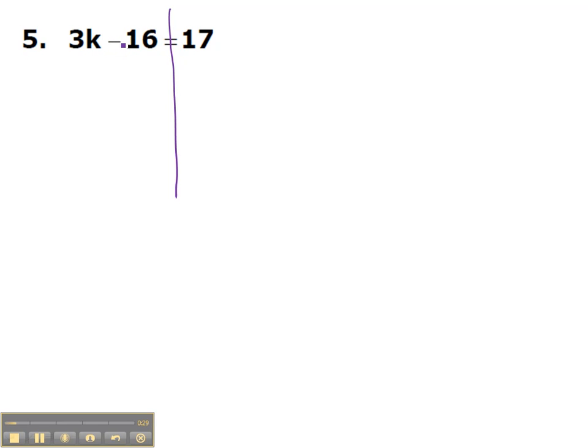The first thing I need to do to isolate k is to get rid of this minus 16, this subtraction, and we do that with the inverse operation, which is addition. So I add 16 to both sides of the equation. It's okay to do anything to one side of the equation as long as you do the same thing to the other side. This equals 33, and the reason we did that is because now this goes away. Minus 16 plus 16 equals 0, that's like 16 zero pairs.